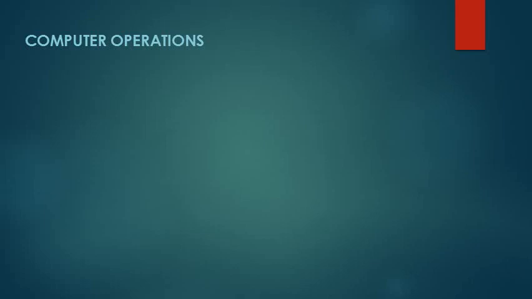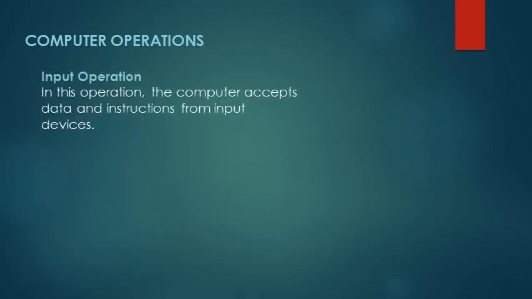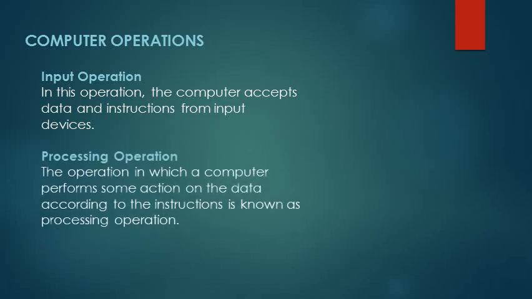First computer operation is input operation. In this operation, the computer accepts data and instructions from input devices. Input devices are keyboard, mouse, scanner, digital camera, microphone, etc. Second operation is processing operation. The operation in which a computer performs some action on the data according to the given instructions is known as processing operation. The processing is done by the central processing unit.